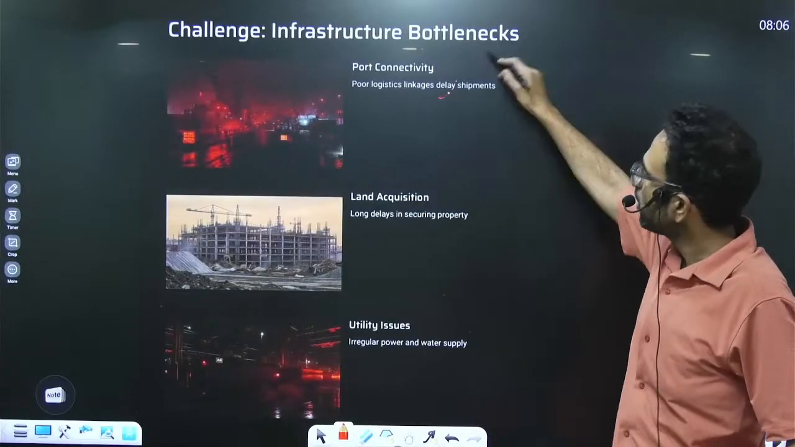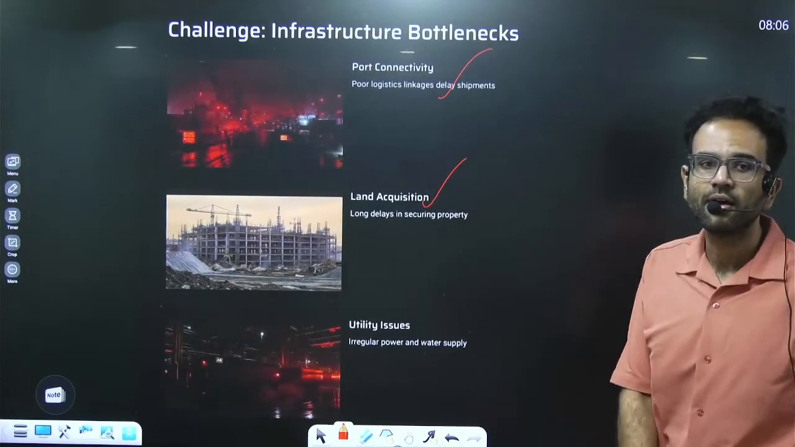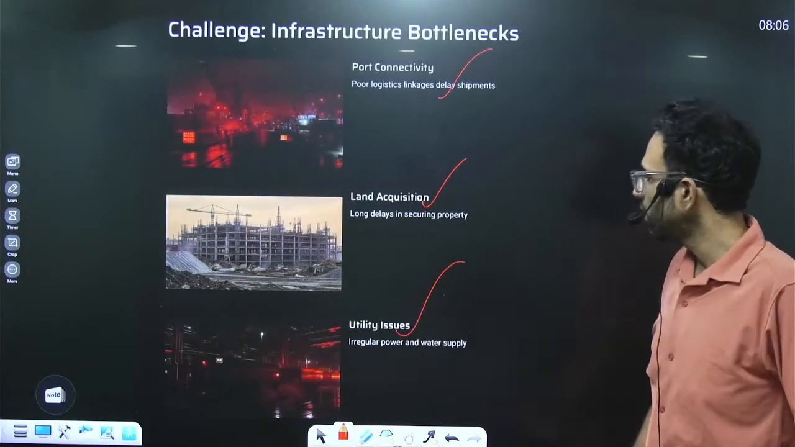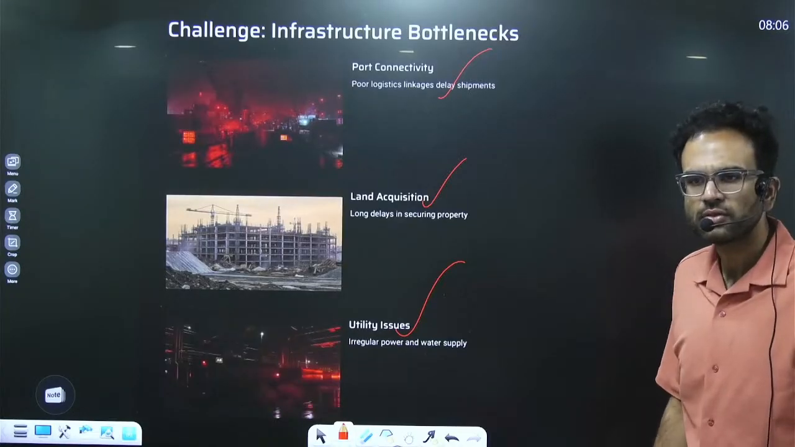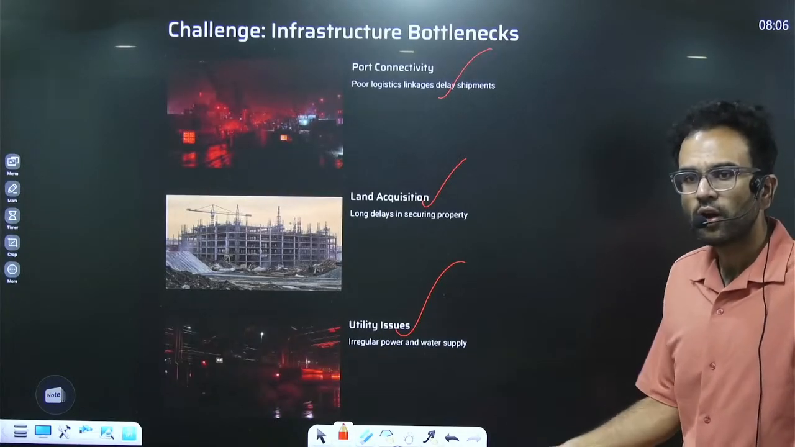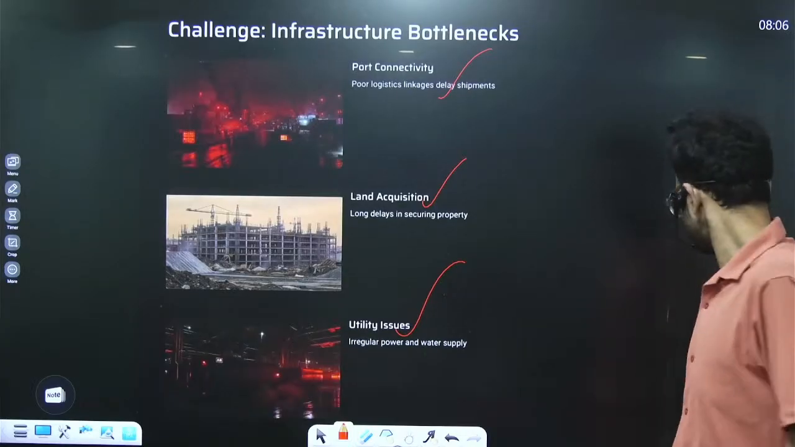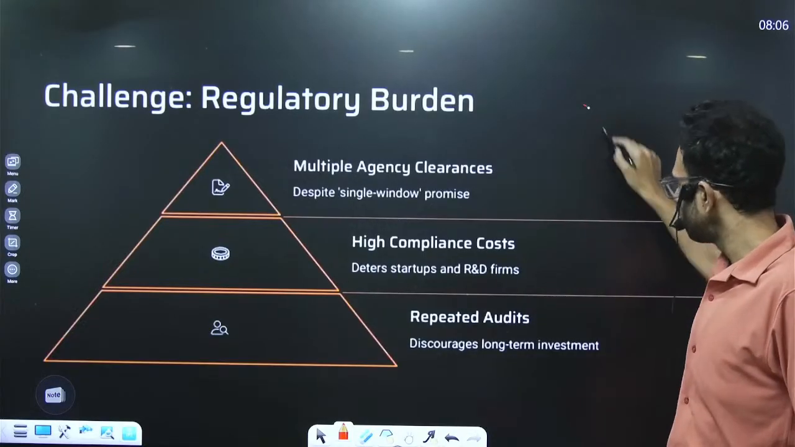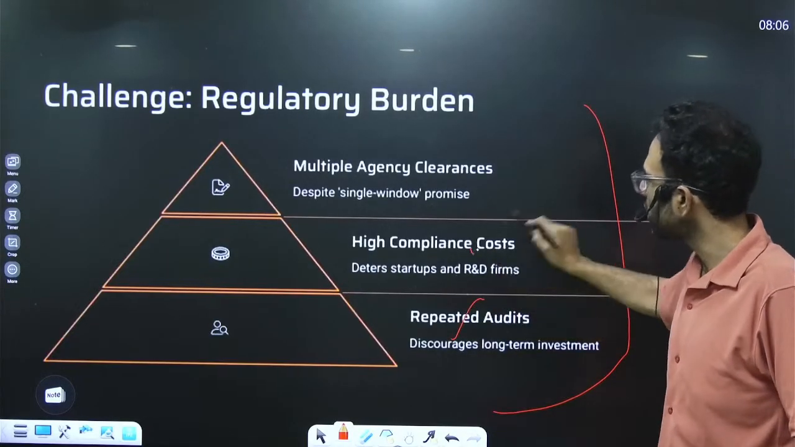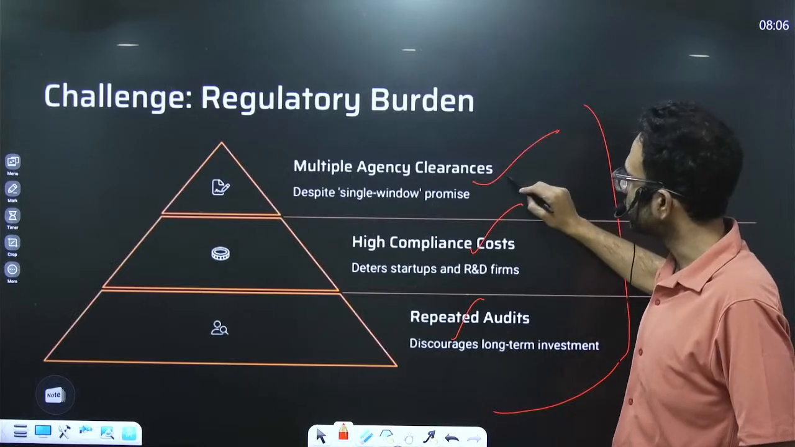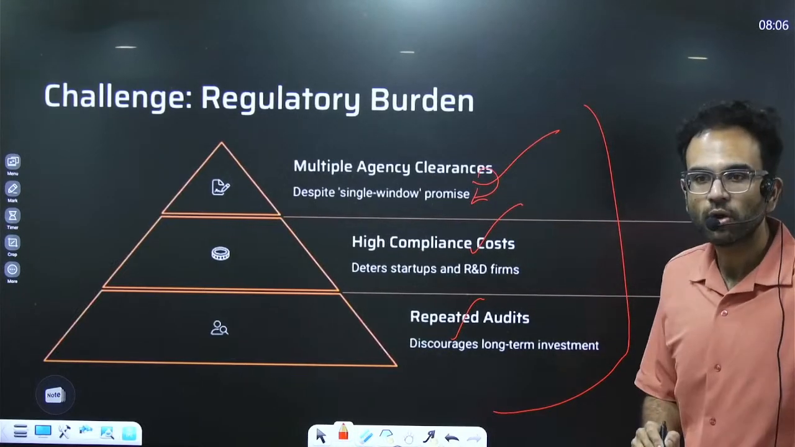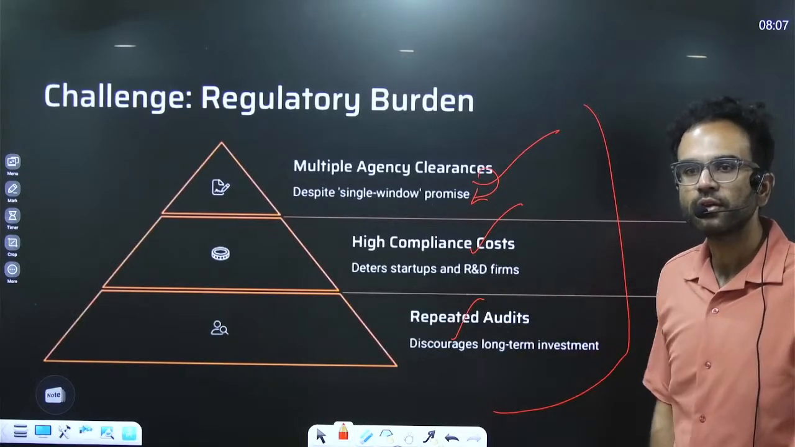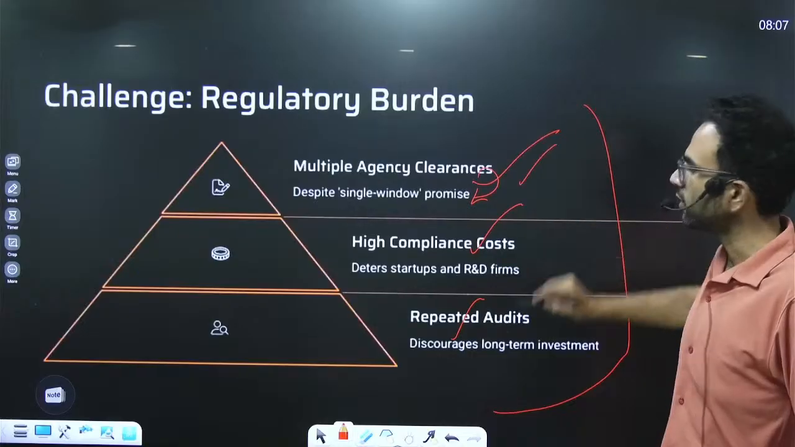So you need to improve your port connectivity, make land acquisition easier through the land digitization program, and then irregular water and power supply to these companies should be taken care of by coordination between the center and the state. Regulatory burden. See, you have repeated audits like we discussed, there are high compliance costs and multiple agency clearances despite the single window promise. You put it on paper, but is it actually happening in reality? You need to check that as well.